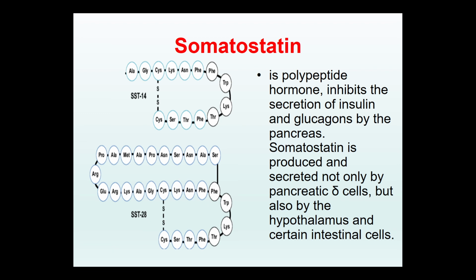Somatostatin, which is produced in the delta cells in the pancreas, has a paracrine mechanism of action, and the main function of this hormone is regulation of secretion of insulin and glucagon by the pancreas, in the beta and alpha cells correspondingly.